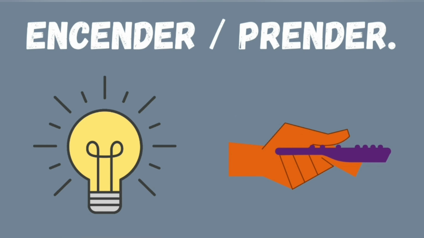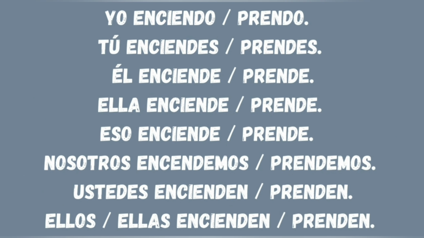The next verb is encender. That means to light something, or prender. That means to turn on something, okay? Turn on the lights, turn on the TV, okay? So let's see those two meanings of these verbs in Spanish, okay? According to encender, to light, we're going to conjugate this verb in Spanish in this way.